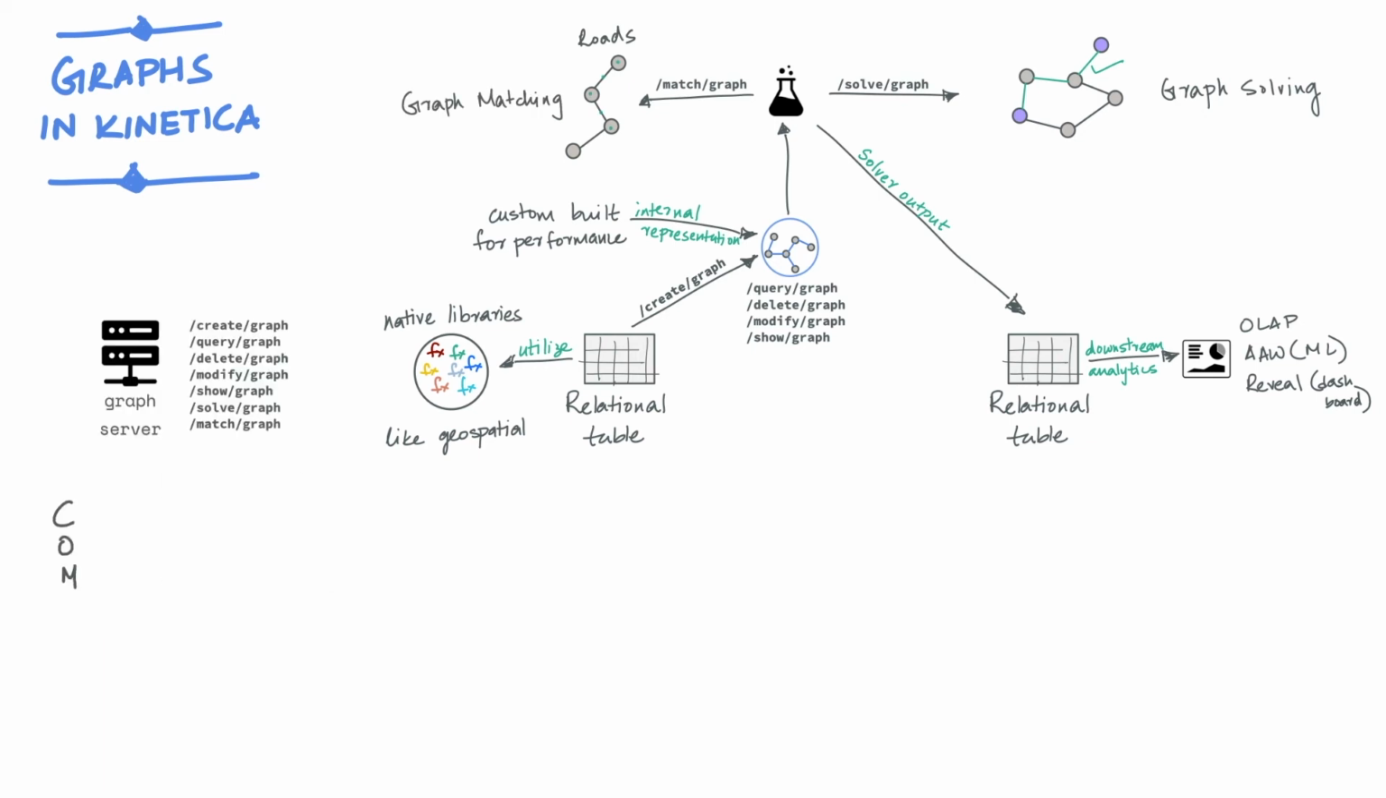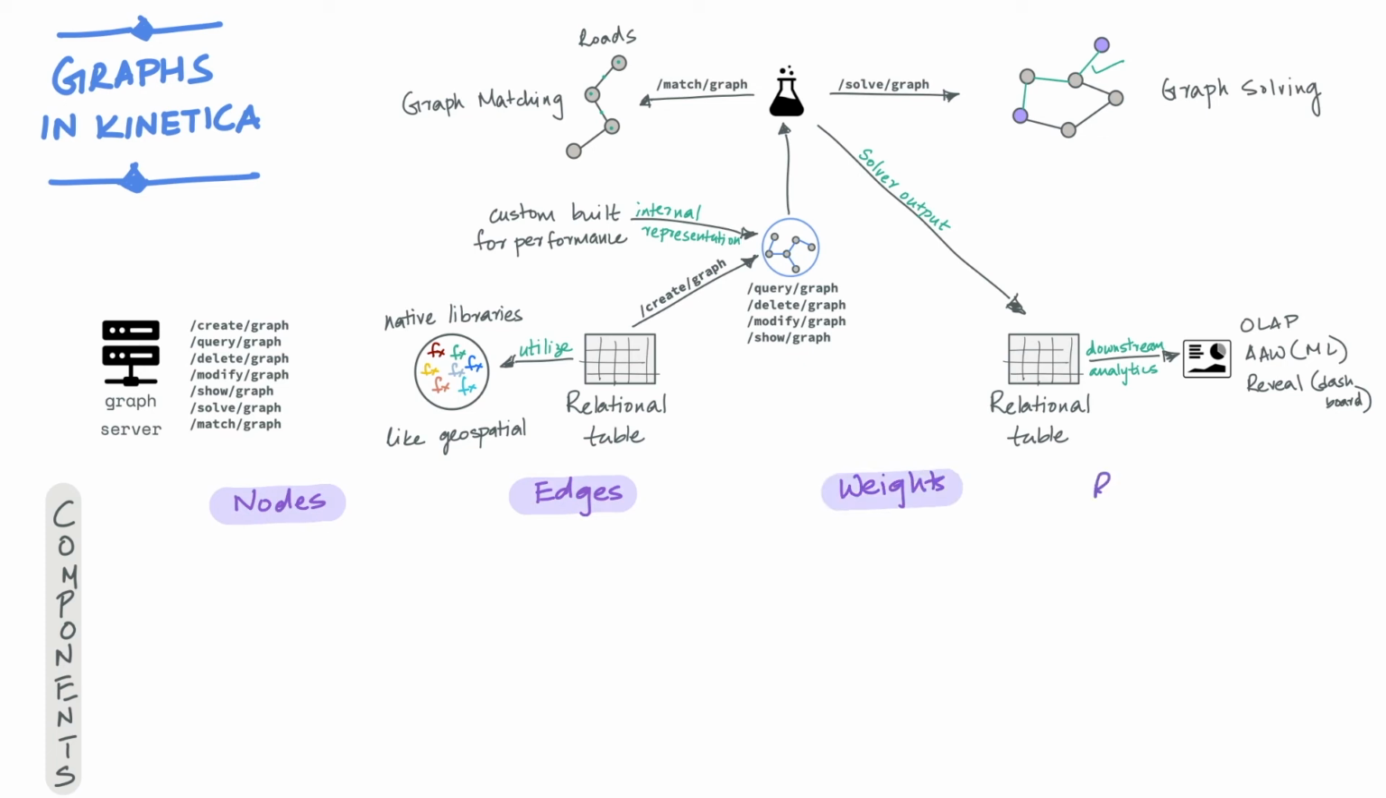Now let's look at the components of a graph in Kinetica. Graphs in Kinetica have 4 components: nodes, edges, weights, and restrictions. Nodes are a fundamental unit of a graph in Kinetica. They represent the different entities in a graph, like people in a social network, locations in a geospatial network, etc. Nodes can either be specified directly from the data or inferred based on the edges.